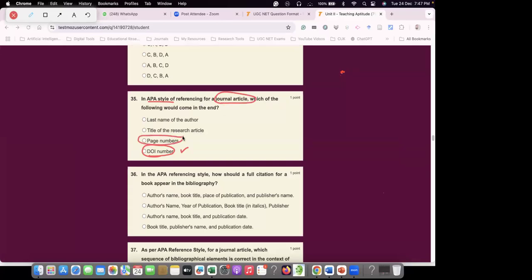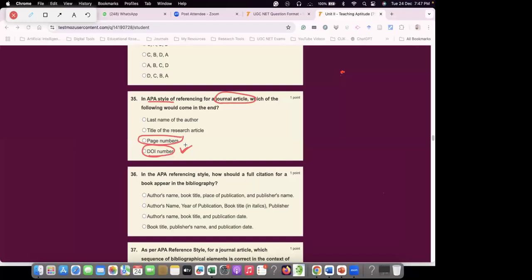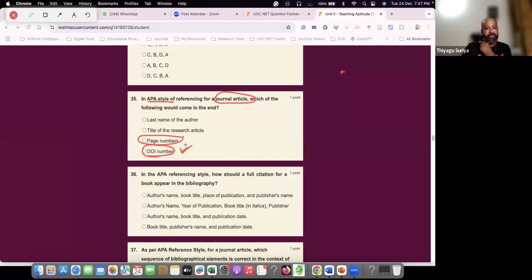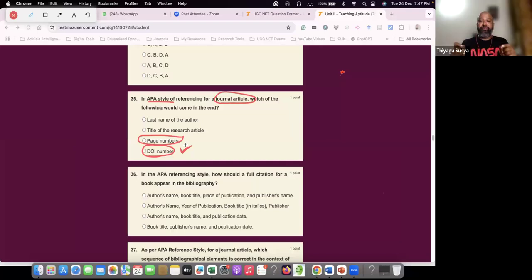Listen, sometimes you need to read the questions. Suppose the DOI number is not an option here, the correct answer is the page number. If the DOI number is there, the correct answer is DOI. Hope you understood, because in the UGC examination we need to identify only the most relevant correct answers.